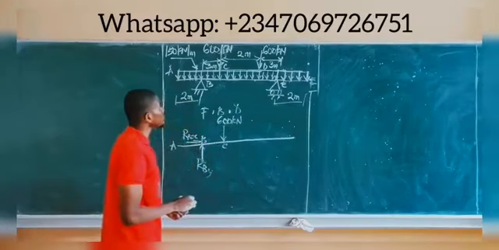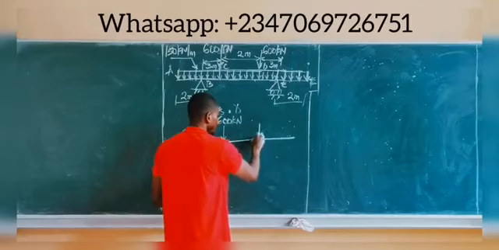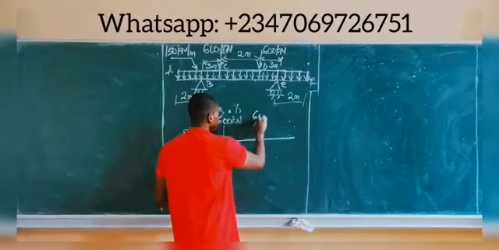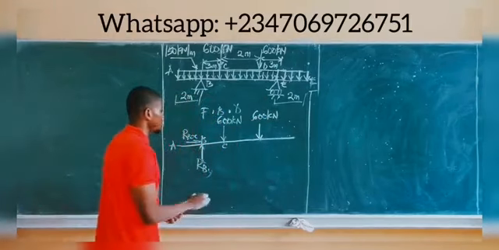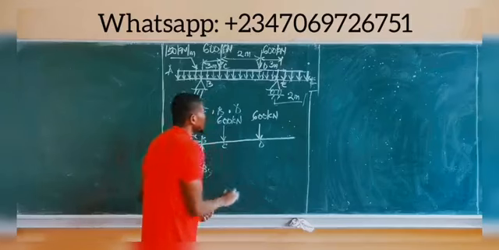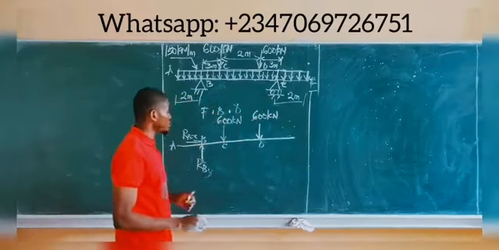Okay. Also, we have at point D 600 kilonewton force. So this is point D. We also have 600 kilonewton force at point D.